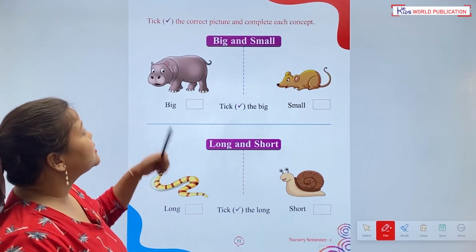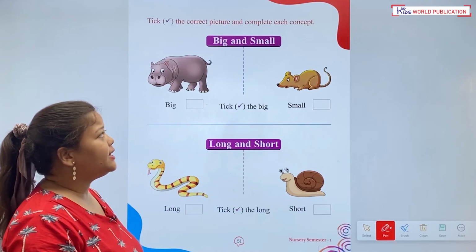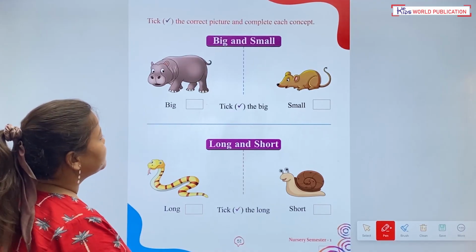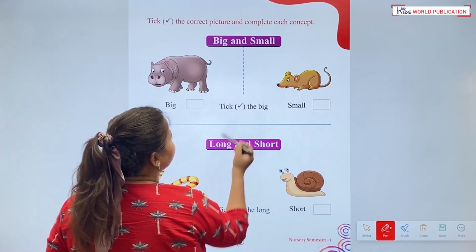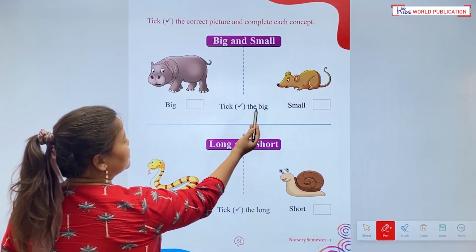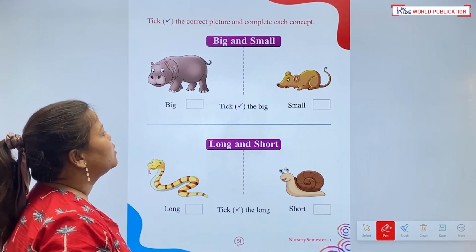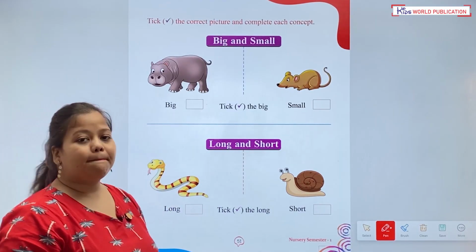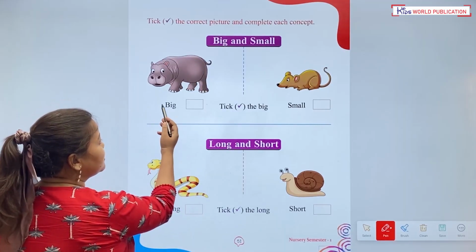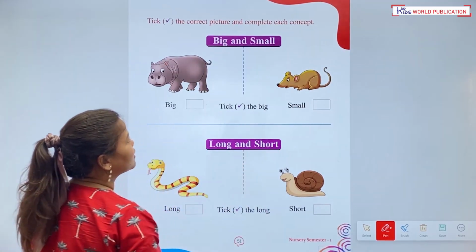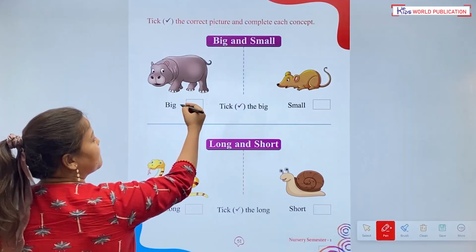pictures. Take the correct picture and complete each concept. Big and small. Tick the big. So, we will tick the big one. Big, small. This picture is big.